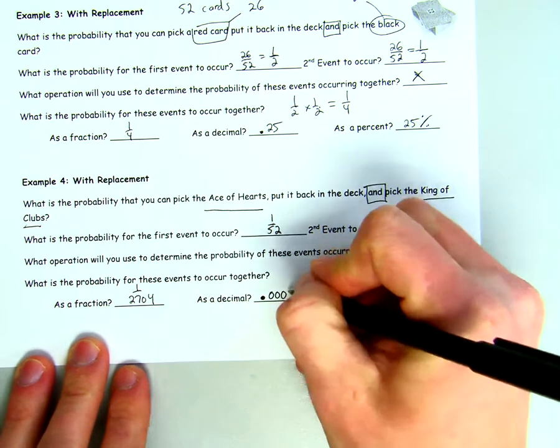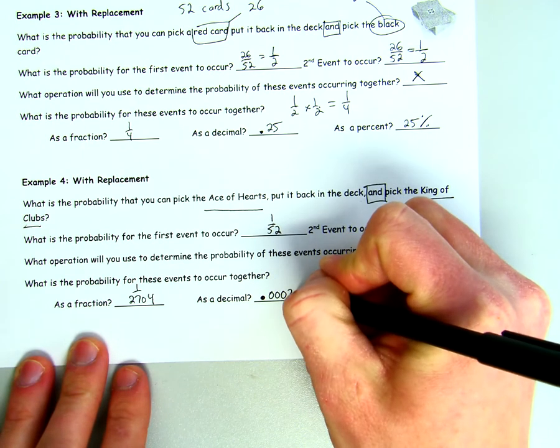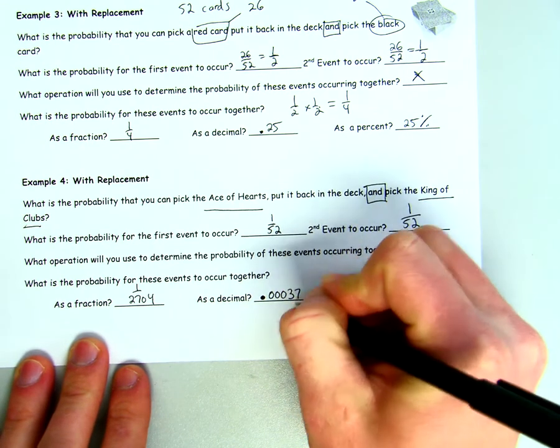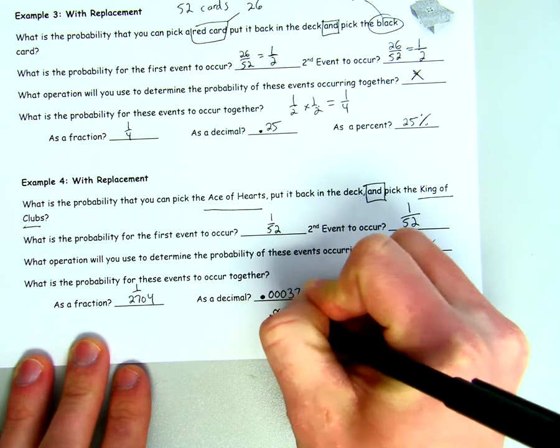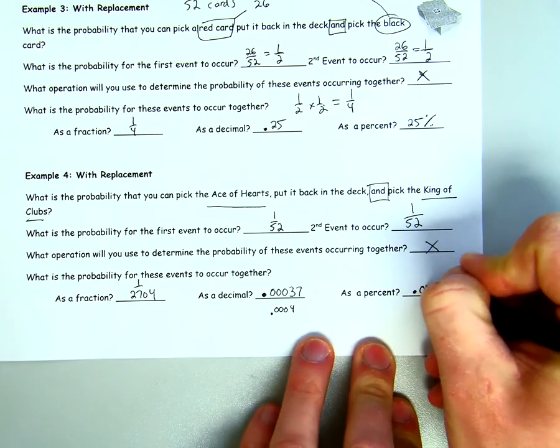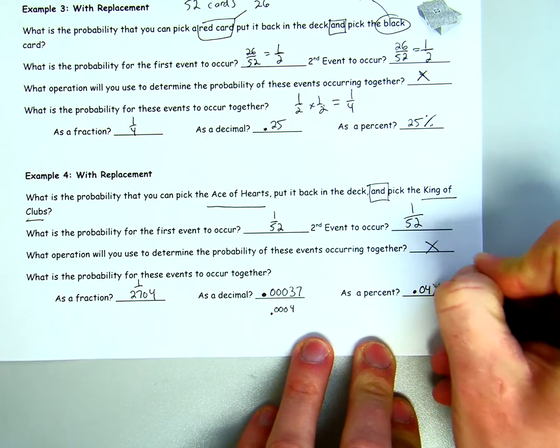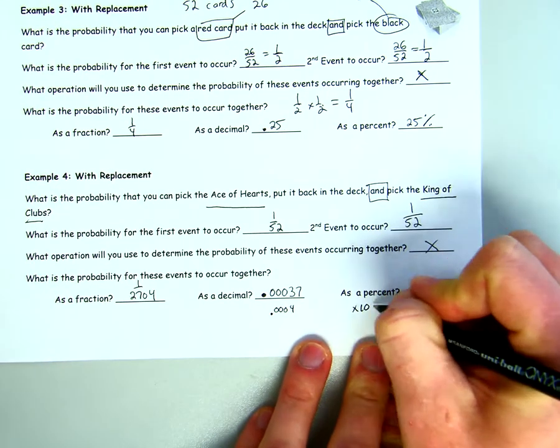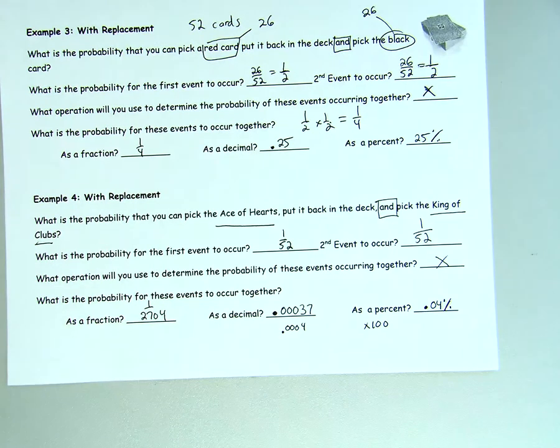0.0004, which gets rounded. So I have a 0.04% chance. Because to get to my percent, I'm multiplying it by 100. So 0.04% chance of picking those two cards. So it is very, very, very unlikely that will happen. Very, very rare. But it could happen.